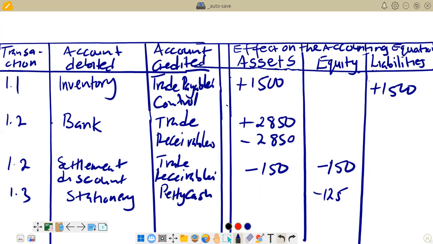And then also we've got crediting of petty cash. Petty cash is a cash. So petty cash, you know that it represents cash. So it's an asset. It's a normal debit balance. So when we are crediting, we are reducing the balance. So it's a negative. So we're going also to see a negative 125 on this side under assets. So that's what we have on 1.3. Then the next one, which is the last one, is 1.4. So we can go on to check that one.